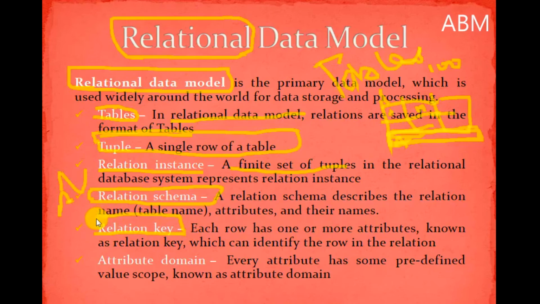Relational key, you can say, is a primary key which is used by the database engineer to identify any particular tuple, any particular row in the table or in the relations. Attribute domains describe the predefined value scope of the domain. For example, in the address we have the country, and in the country we have set the domain so that we can select only 3 countries. For example, we may select Pakistan, Saudi Arabia, Turkey, etc. So this is called the attribute domain.